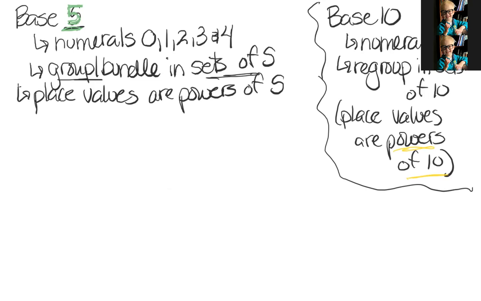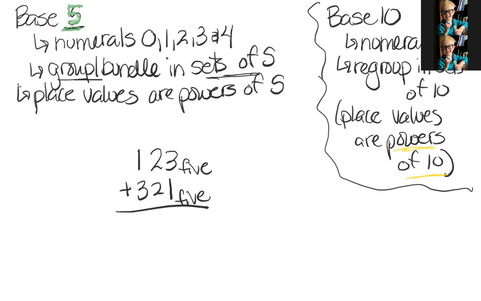So say we have 1, 2, 3 in base 5 plus 321 in base 5. So let's use what we've been talking about with this idea of grouping in sets of whatever the base is to add these numbers. Actually, the way that this works, we don't need to regroup. 3 plus 1 is 4, 2 plus 2 is 4, and 3 plus 1 is 4. Sorry, that was a bad example. So let's do 1, 2, 3 plus 422 in base 5.